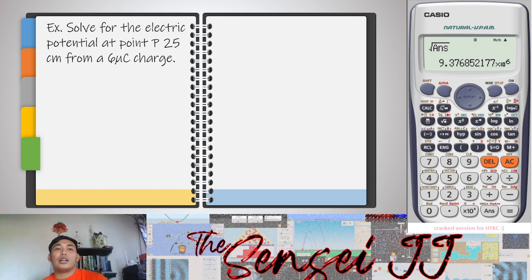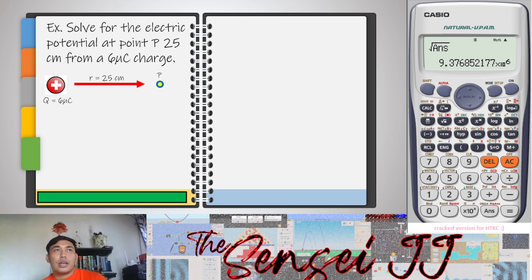So solve for the electric potential at point P, 25 centimeters from a 6 microcoulomb charge. Okay, so we have here, and now you can solve for our electric potential. Okay, so sige guys, try to solve this one, and let's try to compare our answers if you have the same answer as mine. Okay, so sige, balikan ko kayo guys.